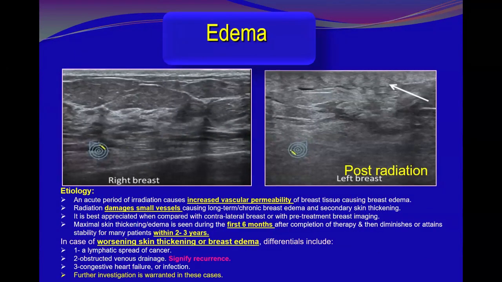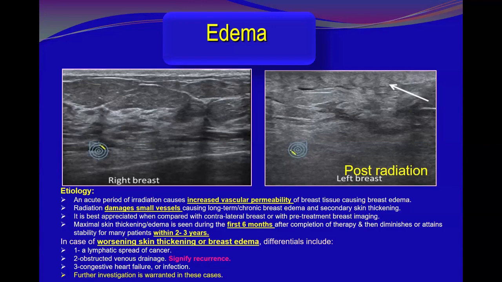This is another cause of unilateral edema, which is post-radiation. In the acute phase, there is increased vascular permeability that can result in diffuse breast edema, including secondary skin thickening. While in chronic or long-standing cases, the process is attributed to small vessel damage by radiation. That can also result in breast edema with secondary skin thickening.